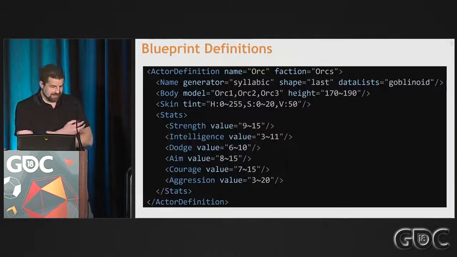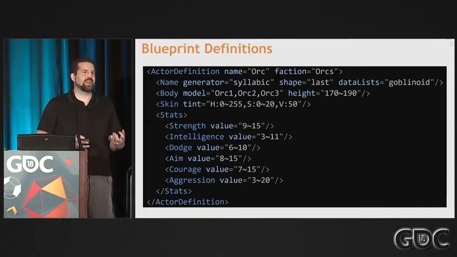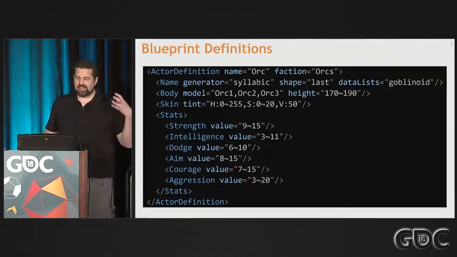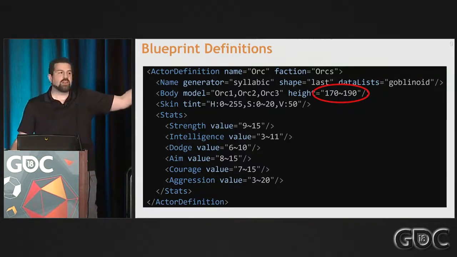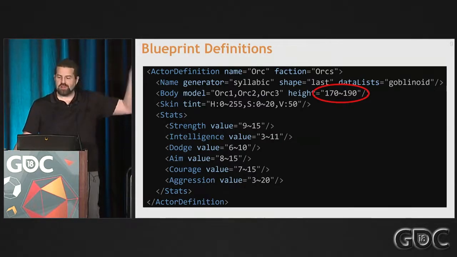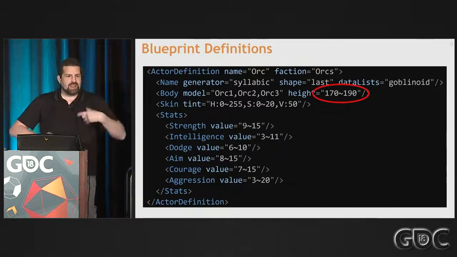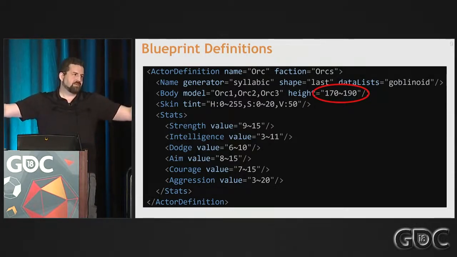Blueprint definitions. Again, super simple. This is an orc. This is not an orc, this is orcness, right? This is the definition of what orcs are, and that seems obvious, but there's a difference between having a banana and knowing what a banana is. And this is the latter, right? So I'm saying orcs are like this. They are of the orc faction. Their names come from the syllabic goblinoid generator. And their heights vary from 170 to 190 centimeters. Now with that one little piece of code that can support that, the designer can input a range of numbers, and I roll randomly every time I instance a new orc. This one's short, this one's tall. Now I get an army of orcs all different, right?